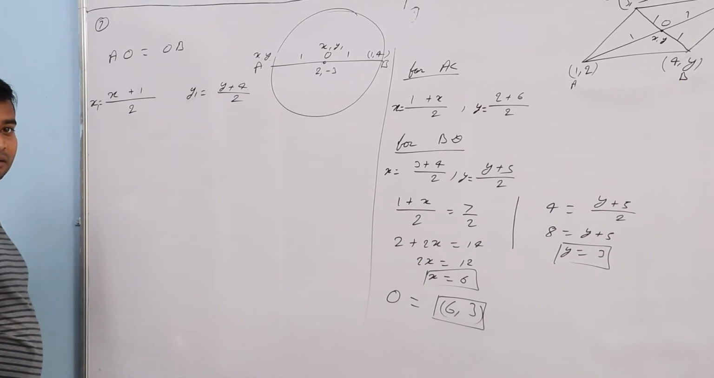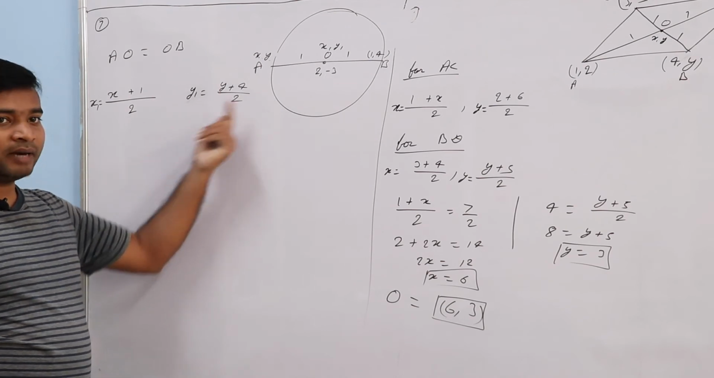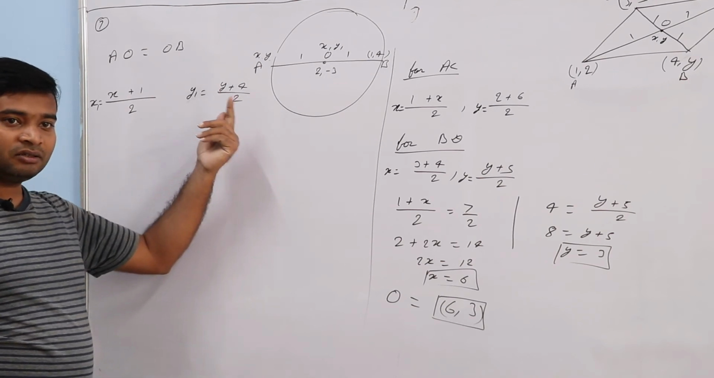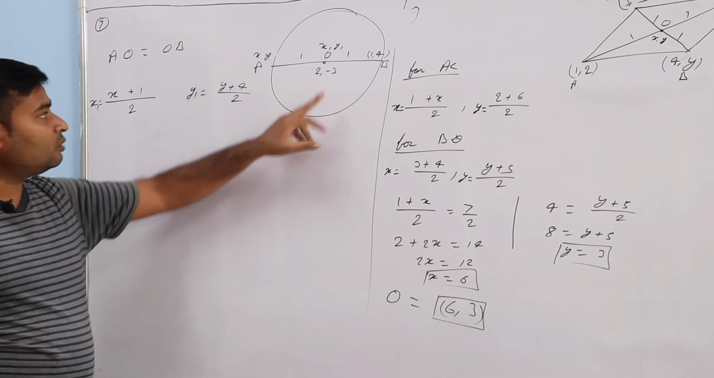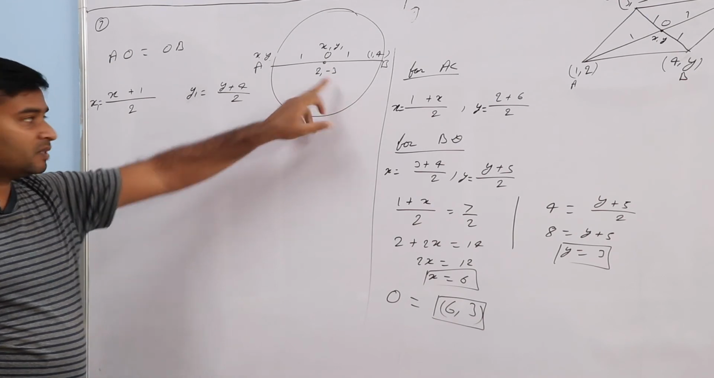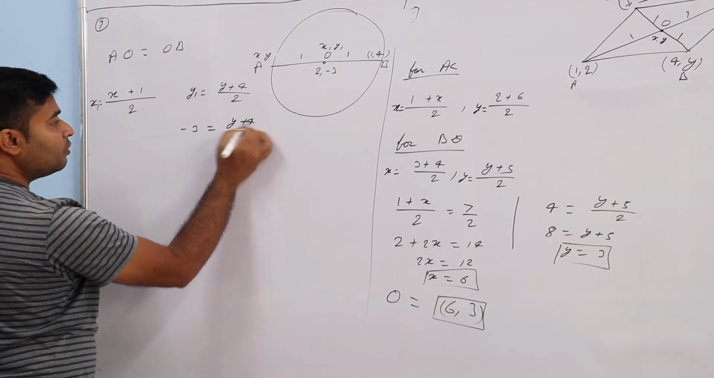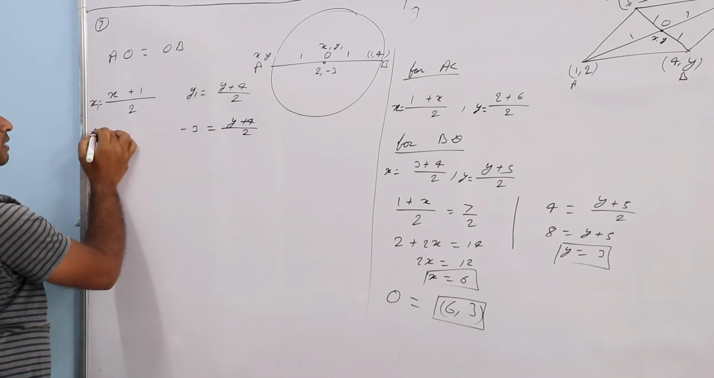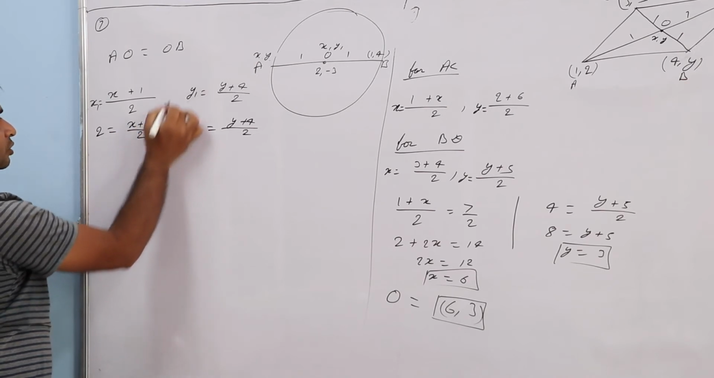Yes or no? What is the formula? (x1 plus x2) by 2, (y1 plus y2) by 2. This is the section midpoint formula. True or not? Now x1 value is 2, y1 value is minus 3. So y1, minus 3, is equal to (y plus 4) by 2, and here x1, which is 2, is equal to (x plus 1) by 2.